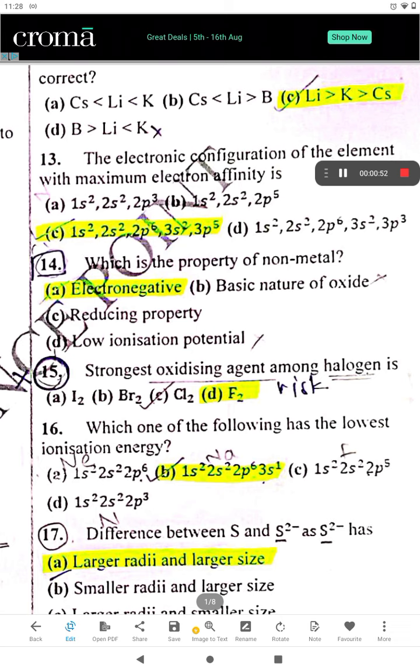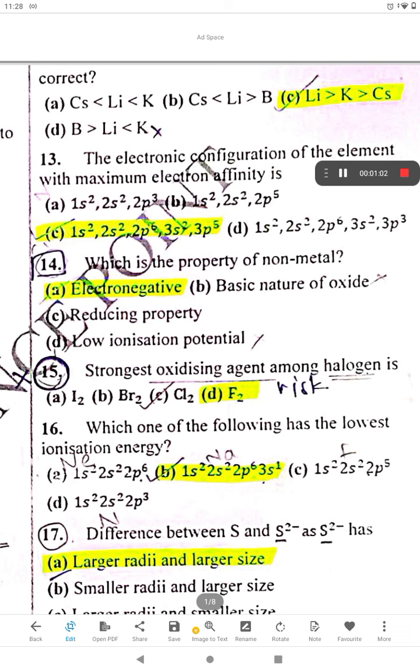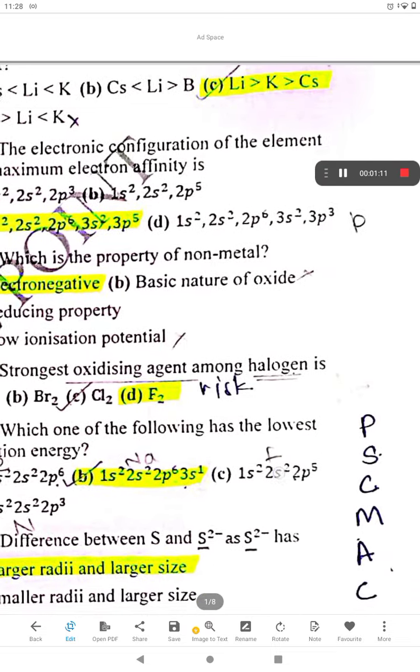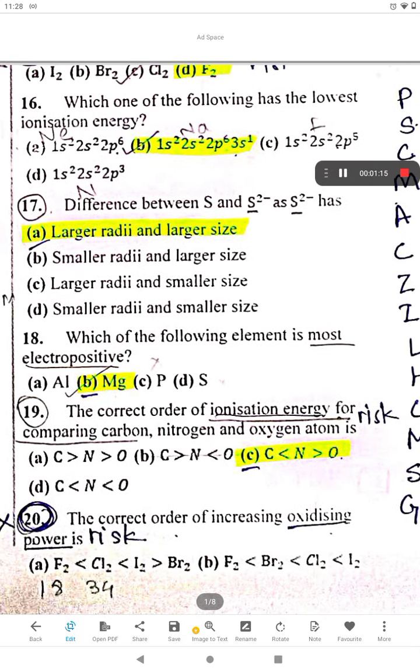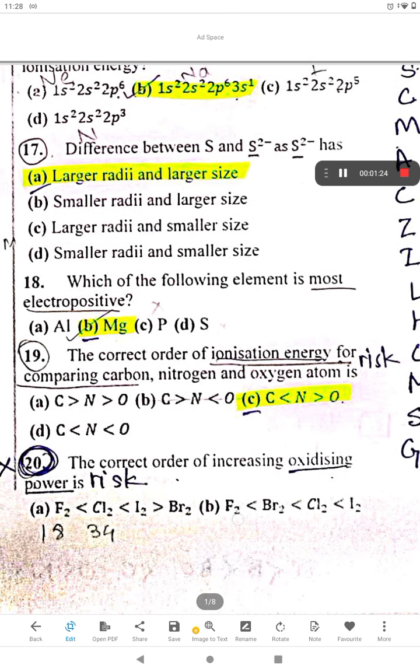15. Strongest oxidizing agent among halogens is. Oxidizing agent means what? Which goes under reduction, and which goes under reduction gains the electron, and gaining electron is of the non-metal, and most oxidizing is F2. F2 is most electronegative. So your answer is D option, F2. Then difference between S and S2 minus is. S2 minus is an anion, so it has a larger size than S, because S is a neutral atom.